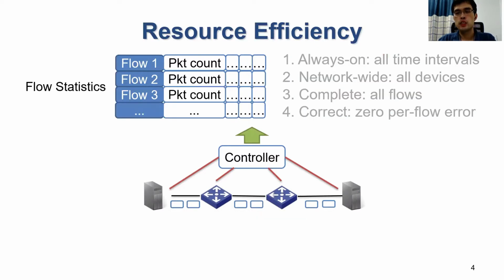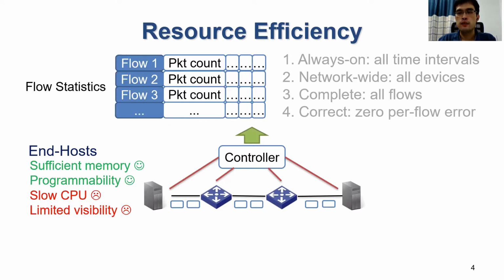For resource efficiency, we observe that each type of entities in the network has its unique resource limitations, and we need to avoid resource overload in all of them. For end hosts, they have sufficient memory and their CPUs provide great flexibility to realize arbitrary processing logics. However, we need to control their complexity because the CPU is a bit slow when processing the high-speed network traffic. In addition, end hosts have limited visibility. They have no information about the network internals.